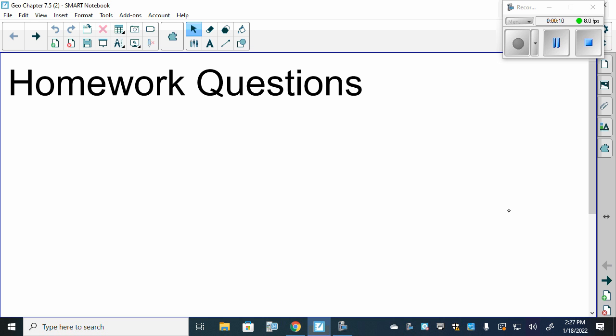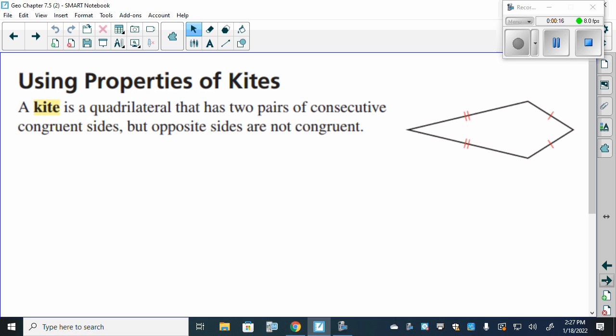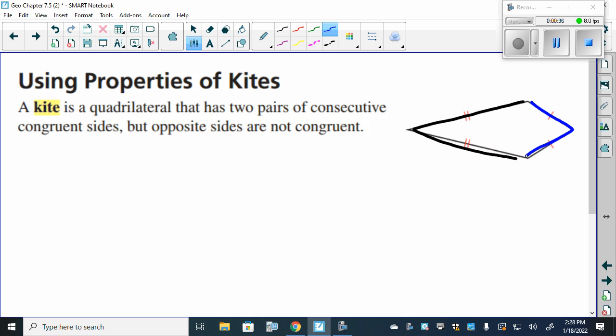Okay. So the last thing we're talking about is kites. Now, a kite is a quadrilateral with two sets of consecutive congruent sides. So it's a four-sided figure that has two sets of congruent sides, and the congruent sides are actually next to each other. So here, these two sides are congruent, and these two here. That's what's going to make a kite.